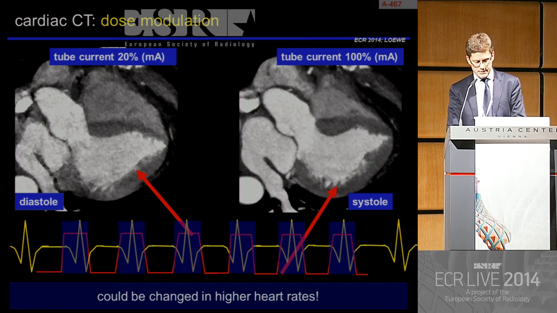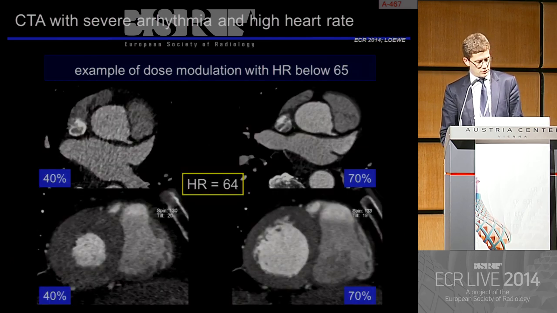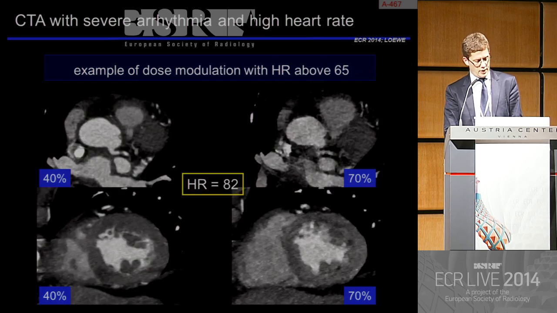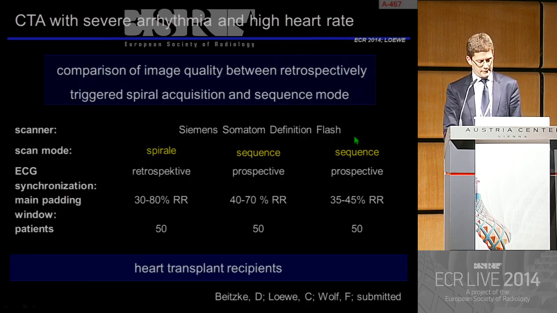The background behind this is that shortening the heart rate is always shortening the diastole, and the systole becomes more important. Just two examples. That's the normal way, heart rate 65, and the dose modulation was applied for the systolic images. So we have the noisy images here from systole, and we have the good image quality at diastole. If the heart rate is above 65, in this case it's 82, we have the very good image quality at systole and the noisy images at diastole. So this can be really helpful and can keep the dose really low.